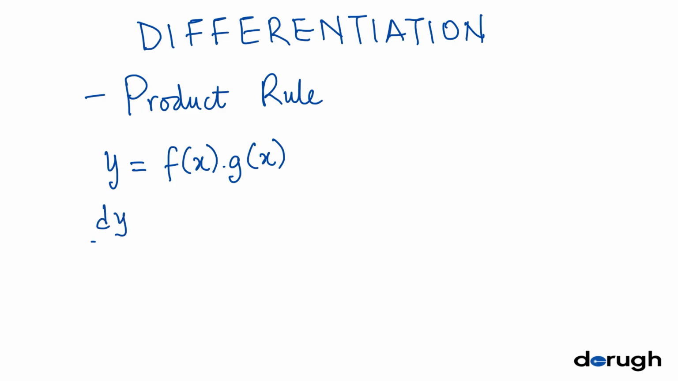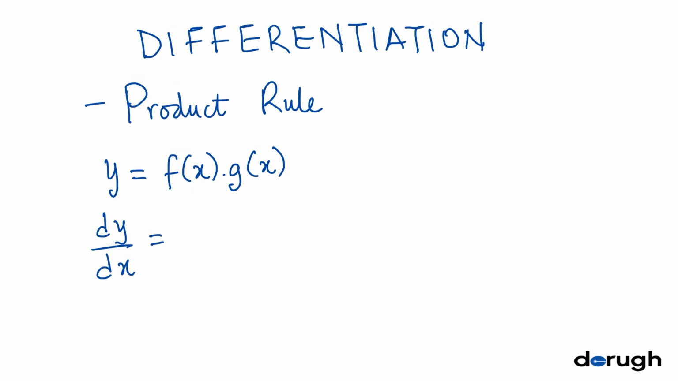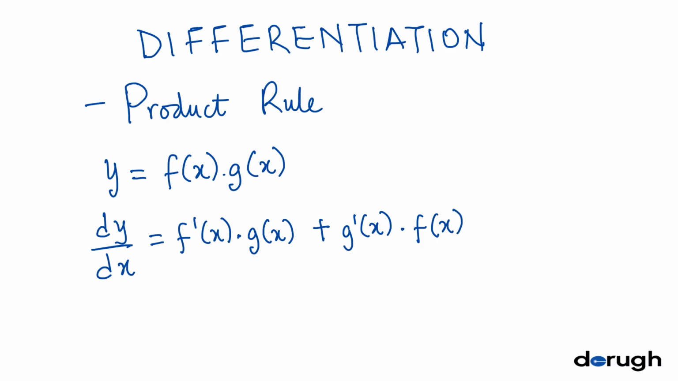So the derivative of y with respect to x would be the derivative of f with respect to x multiplied by g of x plus the derivative of g with respect to x multiplied by f of x.